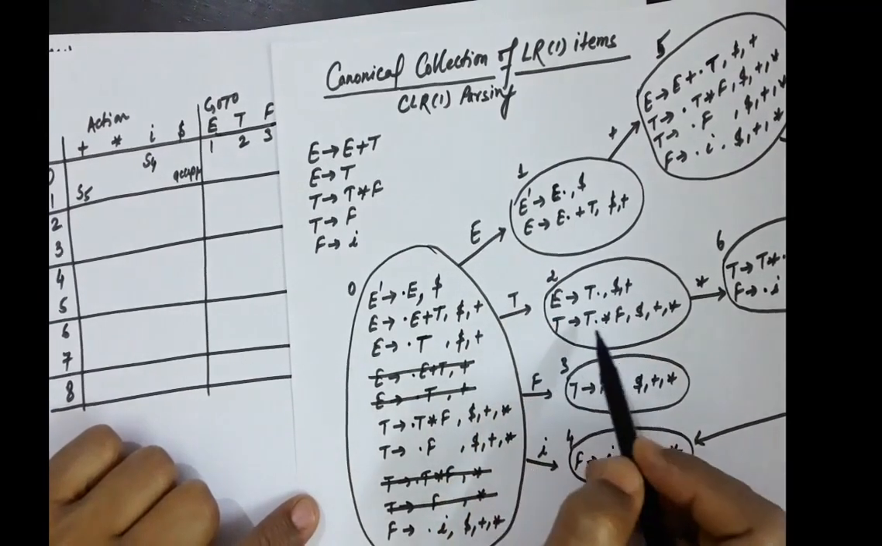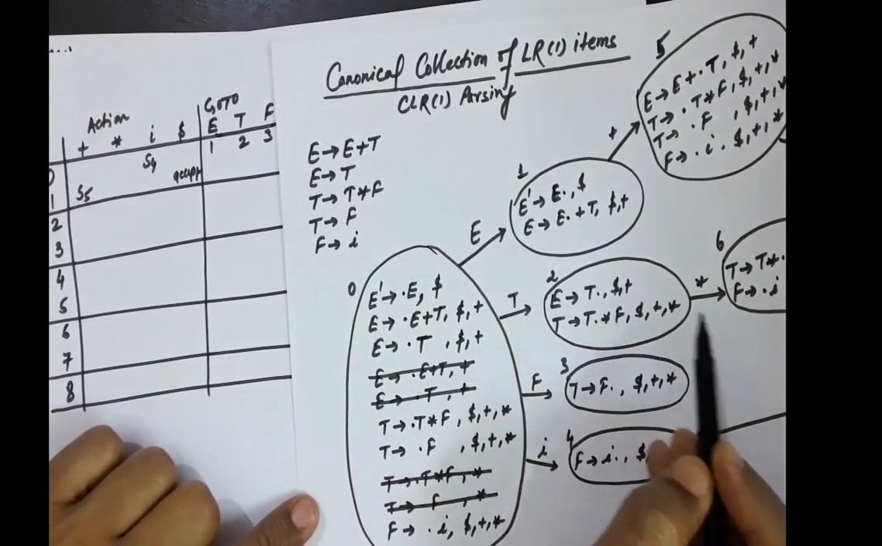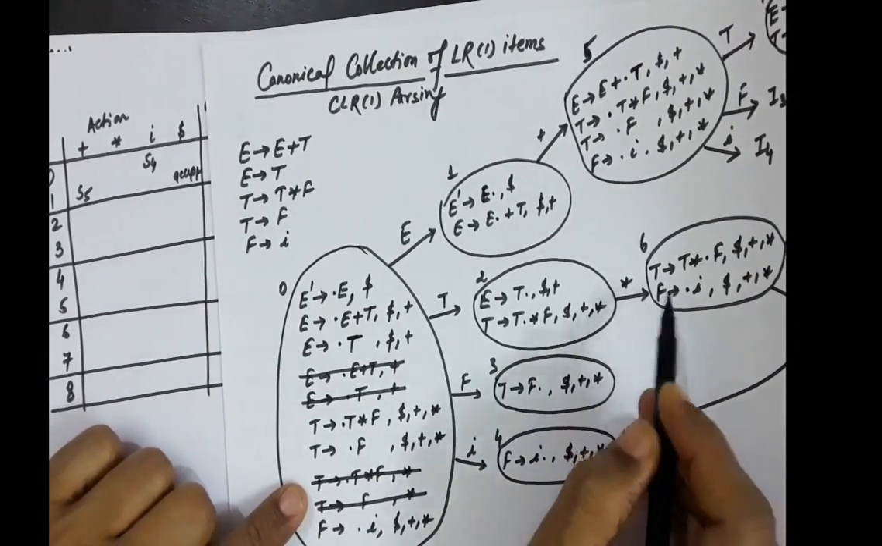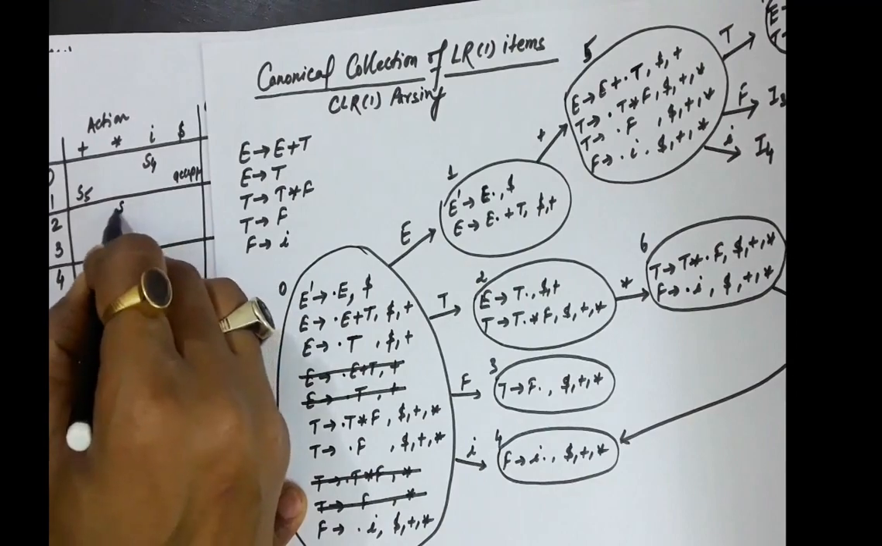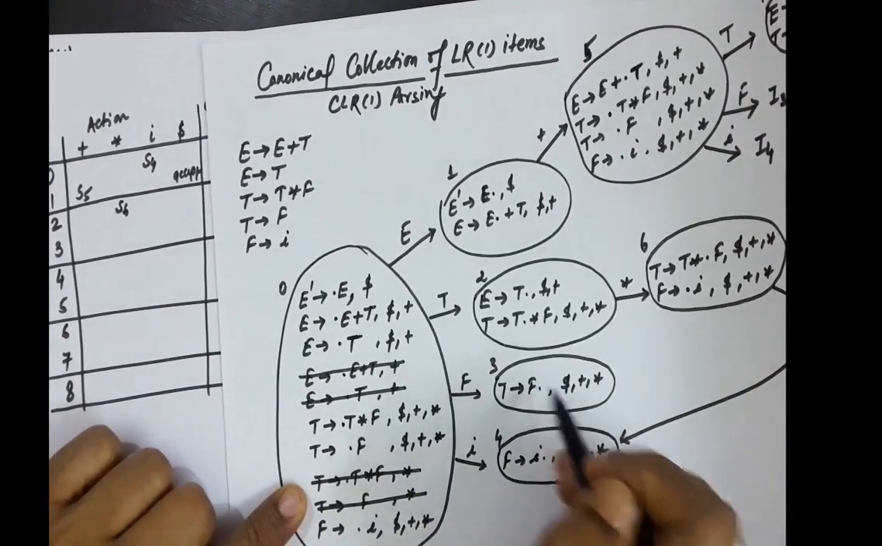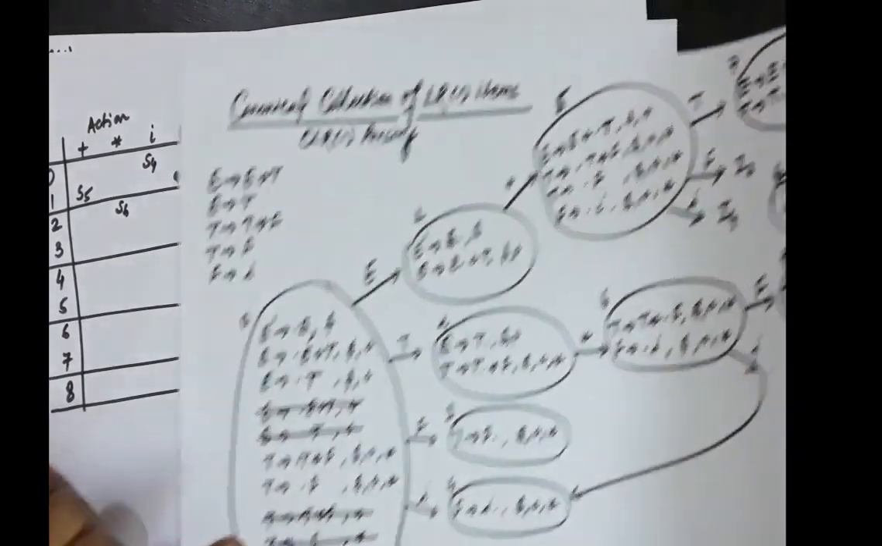So we'll now be taking the transition from 2 on 2 with this star. You're going to 6 state. So on 2 with this star, you're going to 6 state. So you'll be writing as 6. Now on 3 no transition, on 4 no transition.